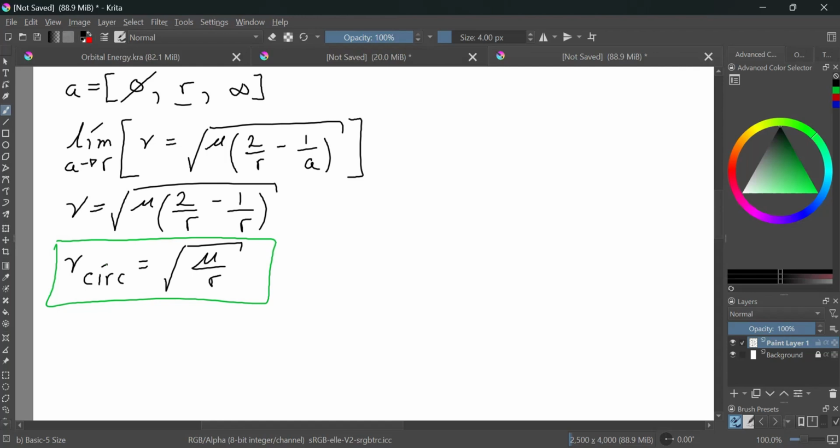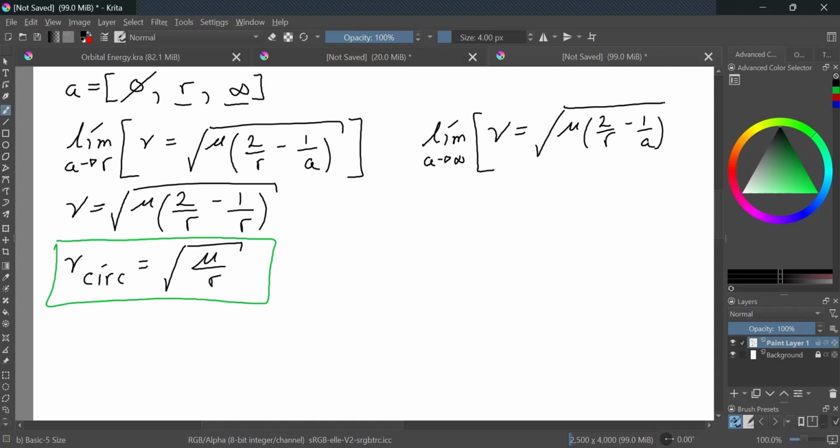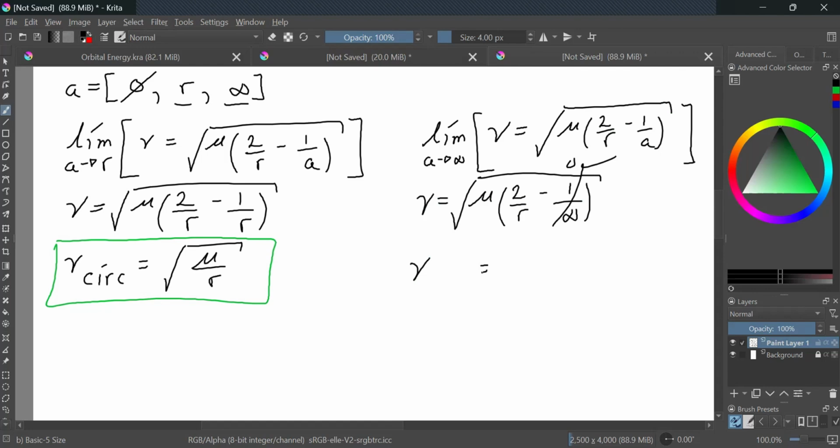Our last value here is infinity. We'll break down what that means in a little bit, but for right now, the limit of A as it approaches infinity. The square root of mu 2 over R minus 1 over A. Plugging that in is equal to the square root of mu 2 over R minus 1 over infinity. 1 over infinity, guess what? That's 0. So the velocity of this particular orientation is going to be the square root of 2 mu over R.